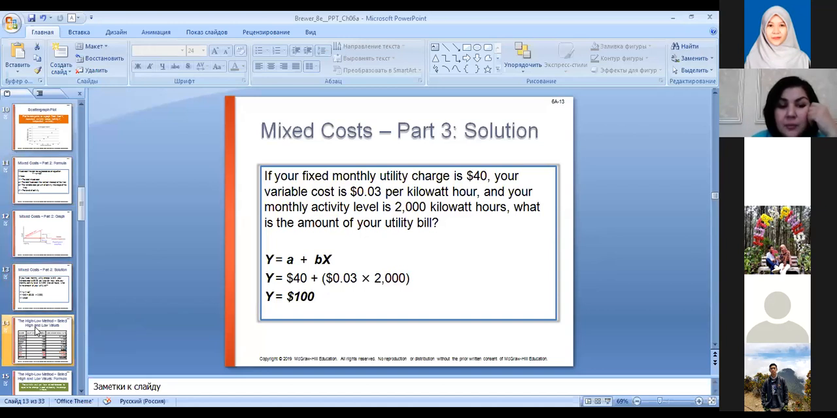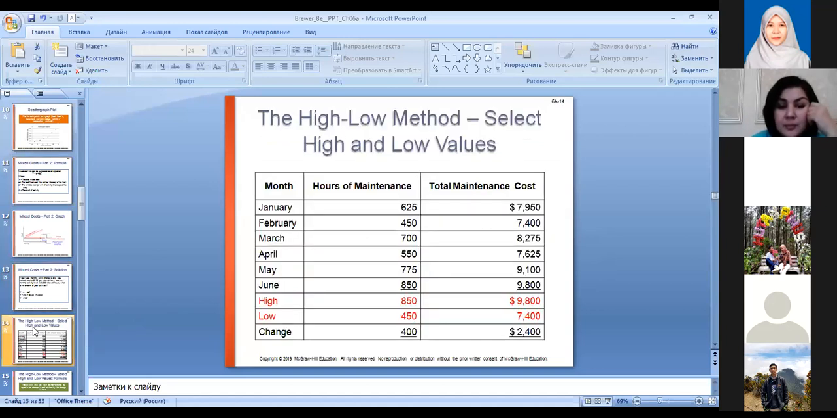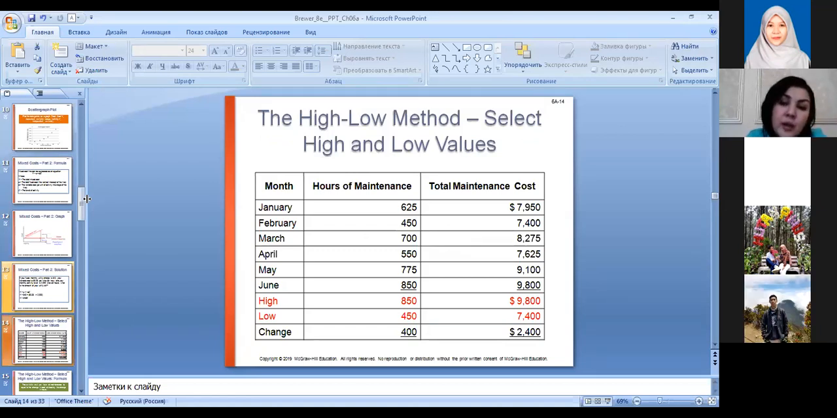Okay, now how to use the high-low method. When we have some available data and we need to calculate, for example, variable cost, and we need to find out the amount of fixed costs, in this case, we can use the high-low method. So what is the high-low method?